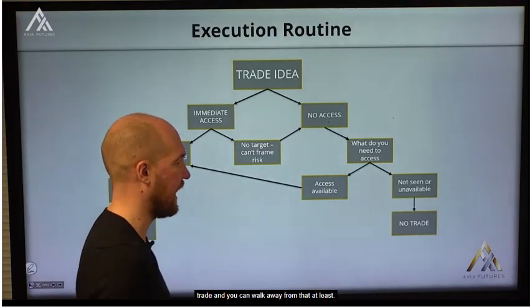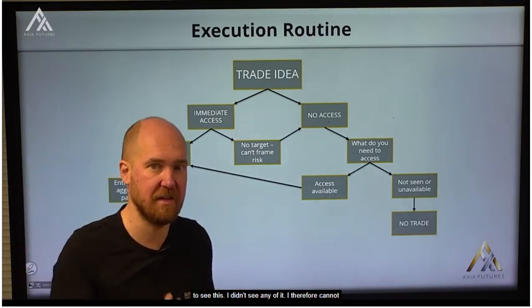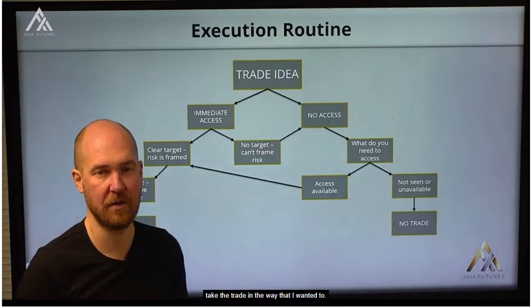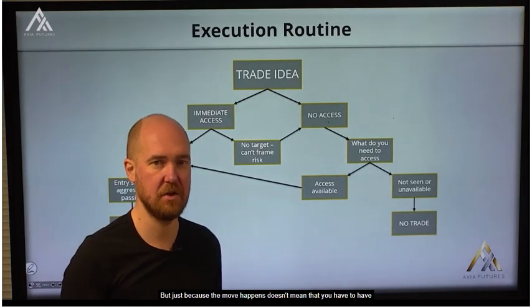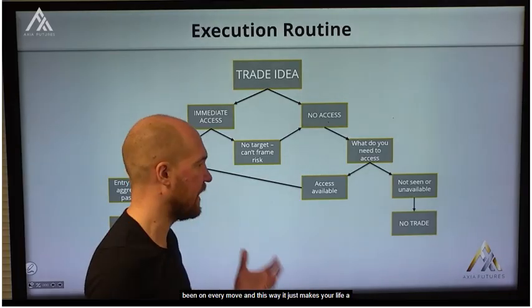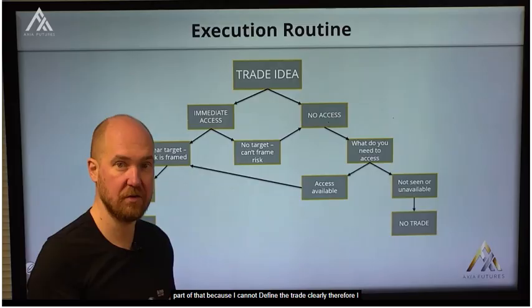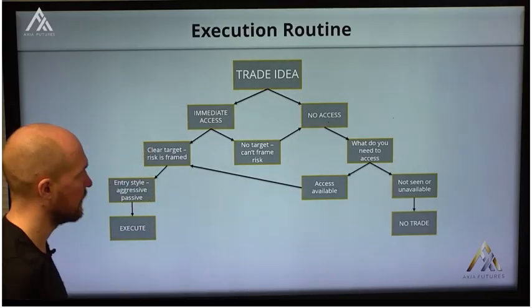And you can walk away from that at least comfortable with the idea that you said, right, well, I needed to see this, I didn't see any of it, I therefore cannot take the trade in the way that I wanted to. The move can happen, but just because the move happens doesn't mean that you have to have been on every move. And this way, it just makes your life a lot easier to go, right, well, I don't need to be part of that because I cannot define the trade clearly. Therefore, I can move away from this and step back.